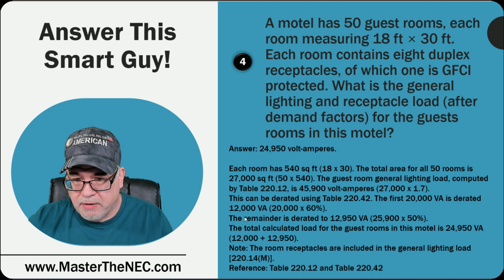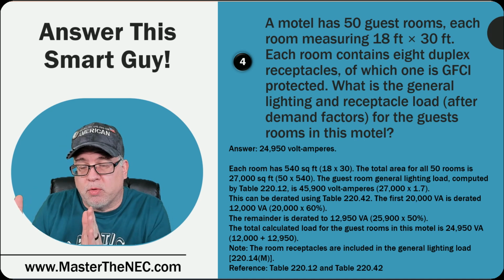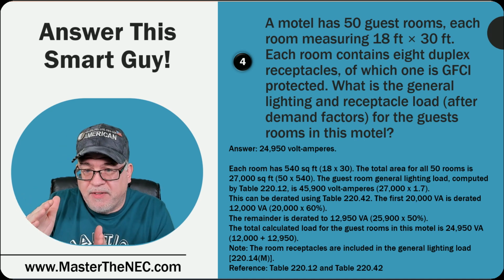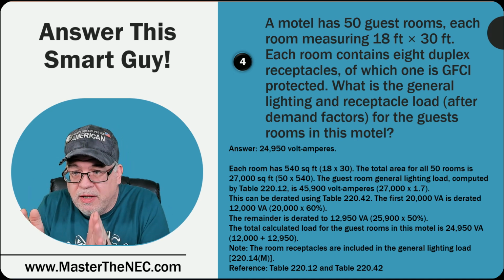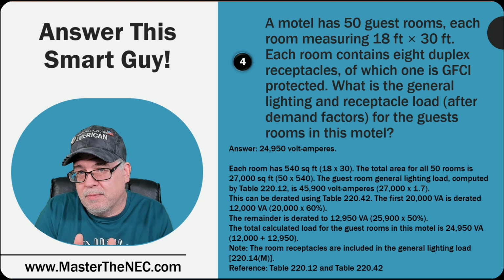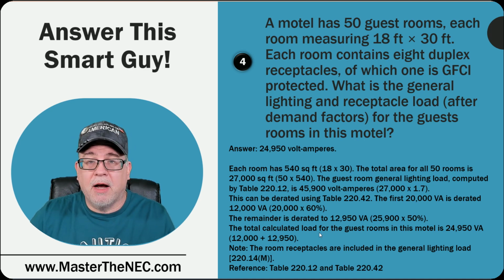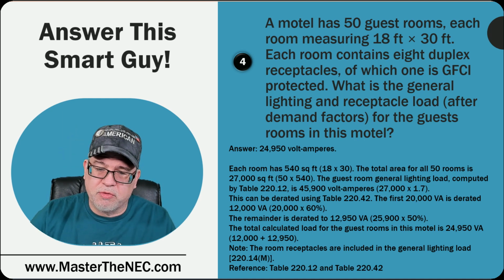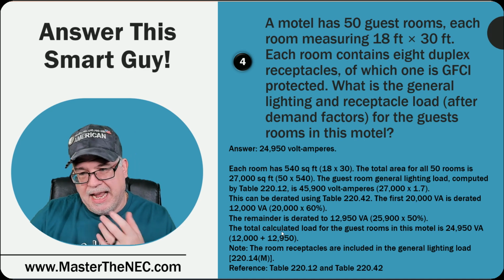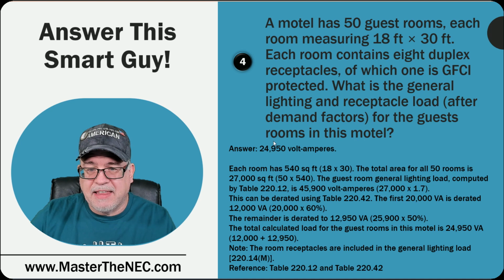So you see what we did here? So the first 20,000 at 60%, you write that down. The next value over that 20,000 up to that 45,900 was 25,900. You take that portion and do that at 50%. And that's where we got the 12,950. Now you just add the two together. And in this case, it was 12,000 plus 12,950. You add the two together, and that was 24,950. And that's where we got our VA.